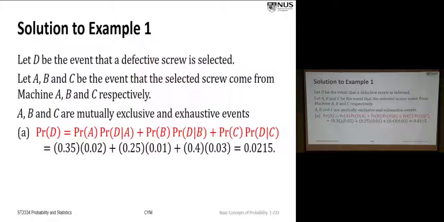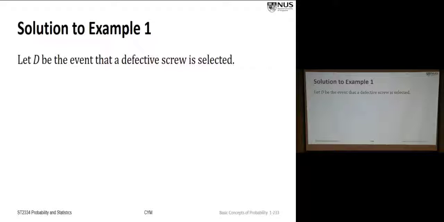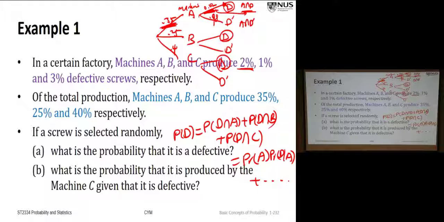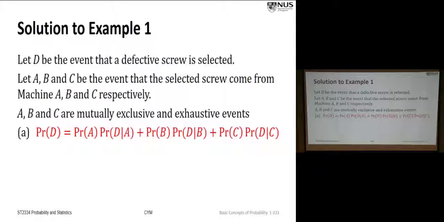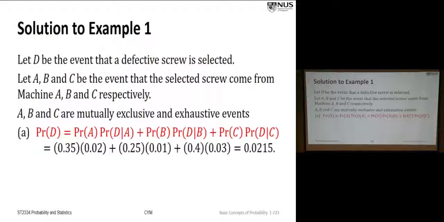But if we know that it is from machine A, then only 2%. From machine B, I think it's 1%, right? Machine C is 3%. But if we don't know which machine it's from, then in general, we combine all this, and it's 2.15%.